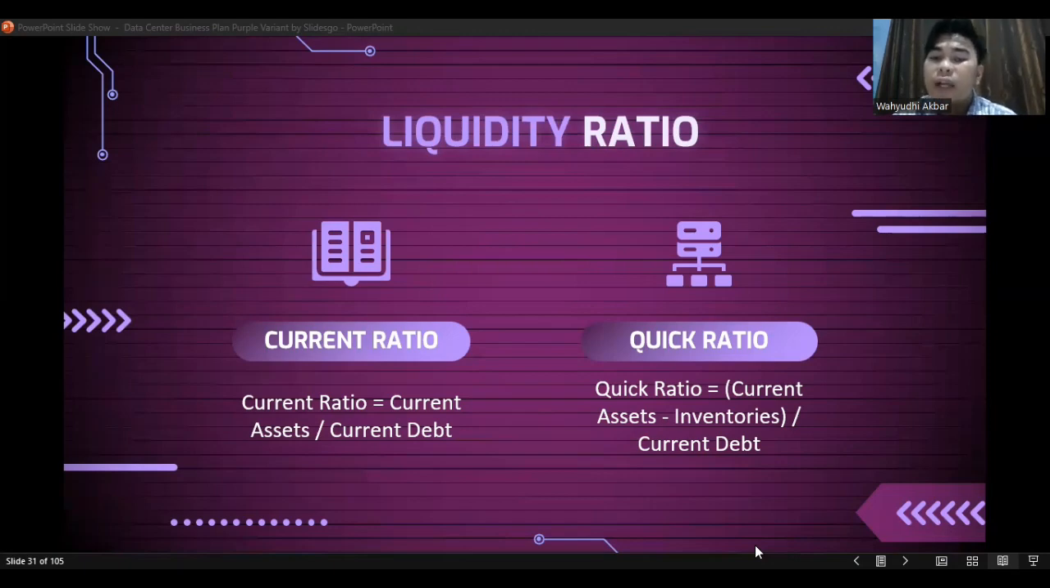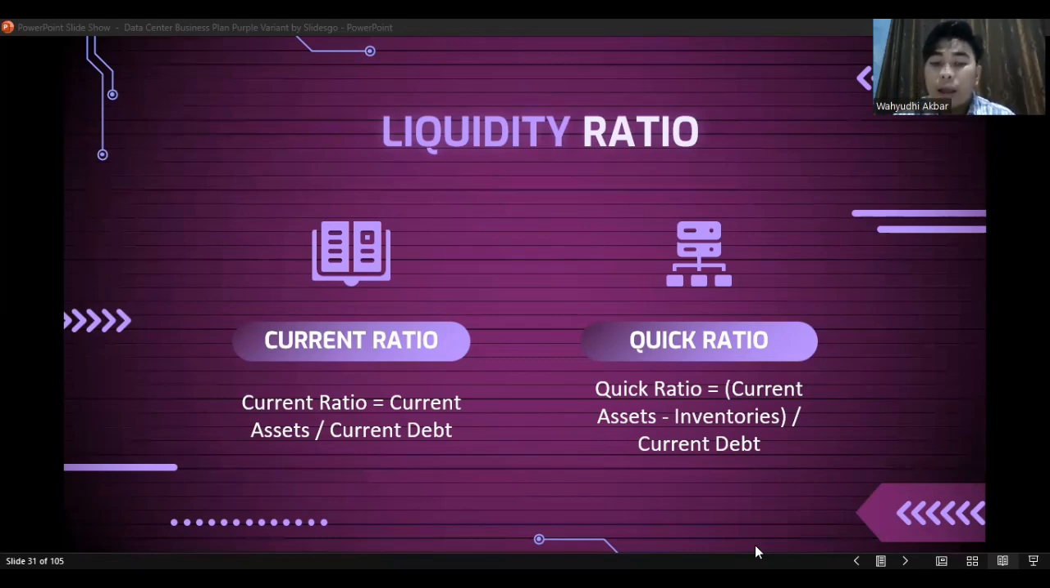In this formula, inventory is excluded because inventory cannot always be converted into cash quickly in an emergency situation. These two ratios help financial analysts and other stakeholders in assessing the liquidity of the company. The higher the liquidity ratio, the greater the company's ability to meet its short-term obligations.